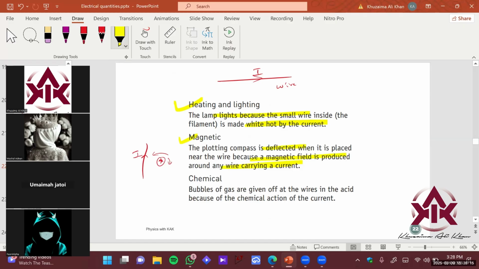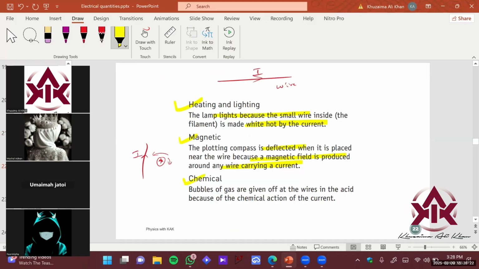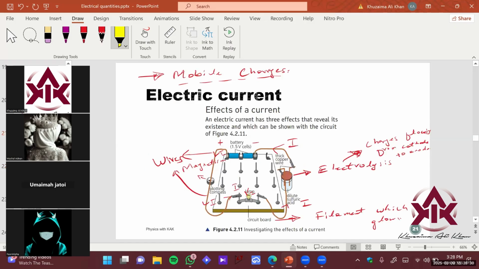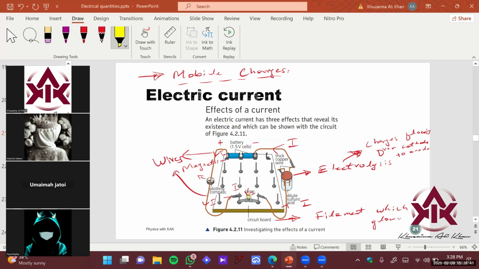And in the chemical part, that is where you have electrolysis. Obviously, you will see bubbles over there, bubbles of gas. Because when electrolysis takes place, you have either hydrogen or oxygen gas produced at the anode, which goes out of the setup as gas and produces bubbles, right? So this is just a brief discussion over here.